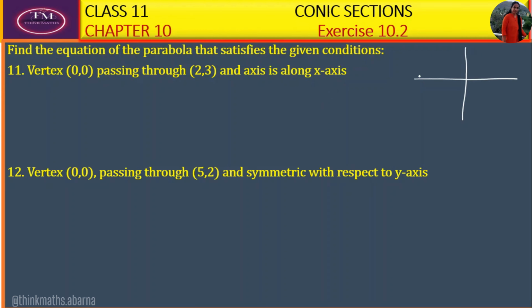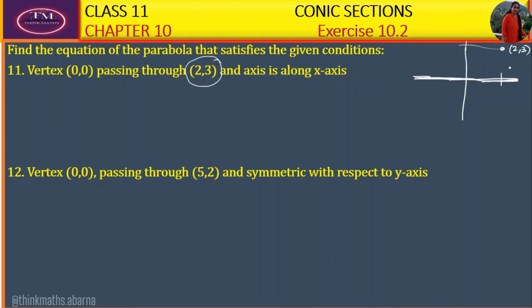Okay. Now, so the axis is x-axis. So it can be left side or right side. That one we need to find. So it passes through 2 comma 3. So shall we plot 2 comma 3? So 2 and 3 here. So this is 2 comma 3. So 2 comma 3 is in the first quadrant.